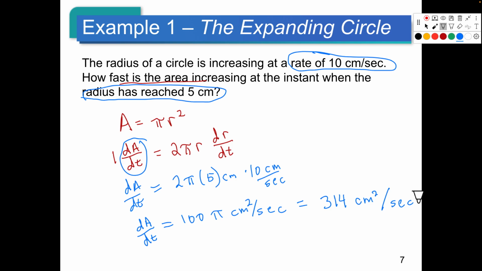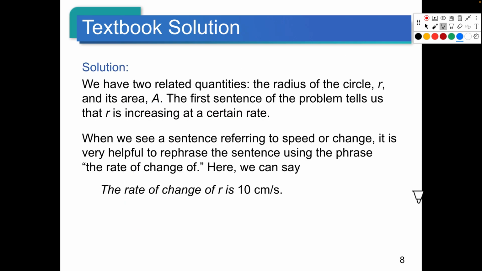Okay, so then from the red, I'm substituting in the numbers, the 5, and this is 10, and then I just multiplied 5 times 10 is 50, times 2 is 100 pi, and then if you start pi is 3.14, multiply it by 100, you get 314.